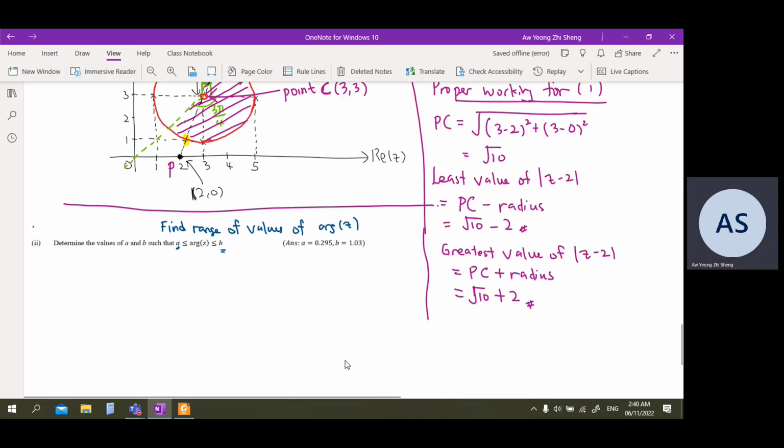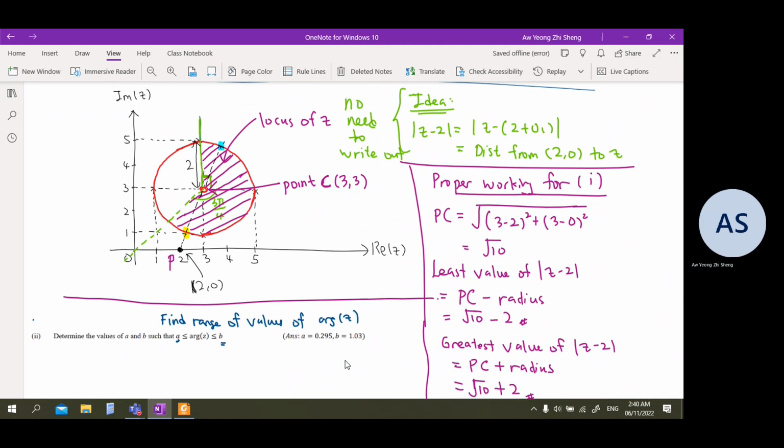So to do this, we have to look back to our diagram. So looking back at our diagram, argument of z should be interpreted as the angle measured from origin to z. Argument z is angle measured from origin to z, and z can be anywhere in the purple colored shaded region.